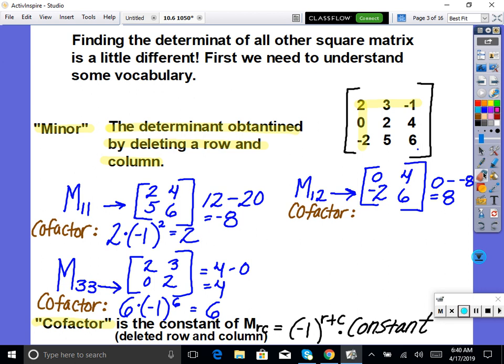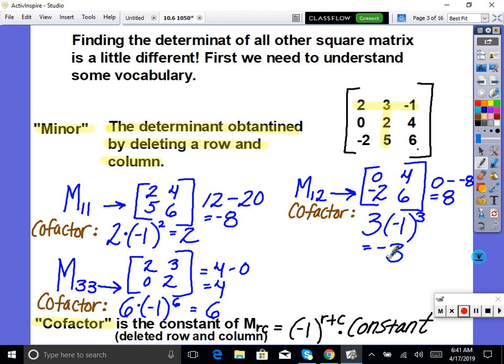Let's do the cofactor here. The cofactor of first row, column 2. The intersection would be 3. That would be our constant. Then we're going to times that by negative 1. 3 sits in what position? First row, doesn't it? Second column. 1 plus 2 is 3. Isn't a negative 1 raised to an odd degree negative? So this would be a negative 3.